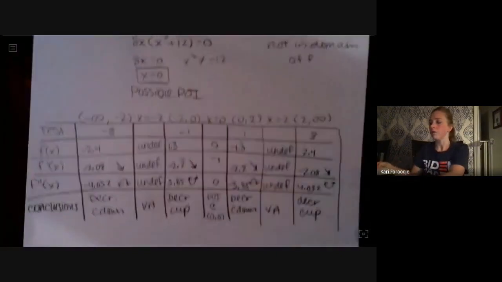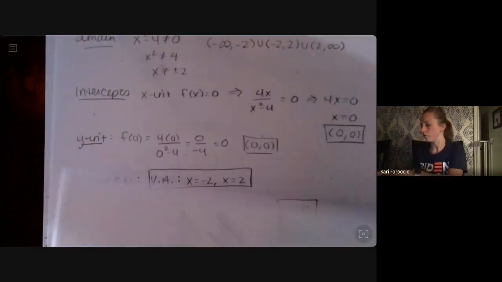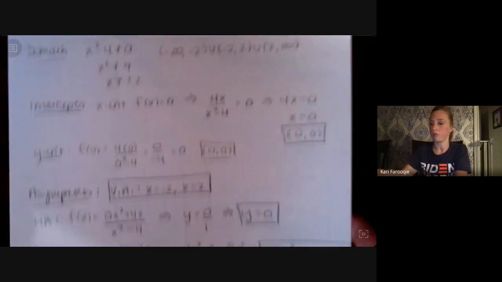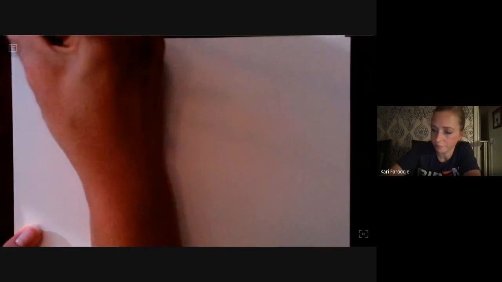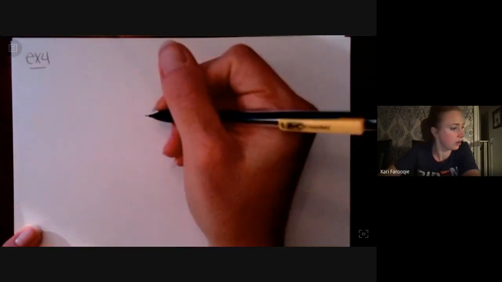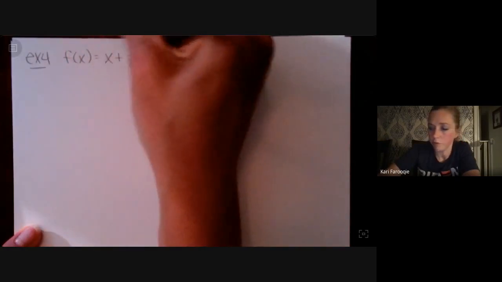Okay. So that was example 3 with a rational function. I want to show you one more rational function, and I had mentioned the slant asymptote, and this one is going to have the slant asymptote in it. So this is example 4. F of x equals x plus 1 over x.